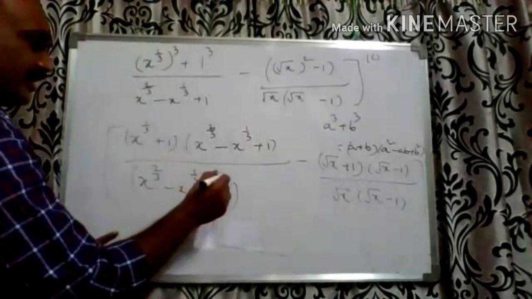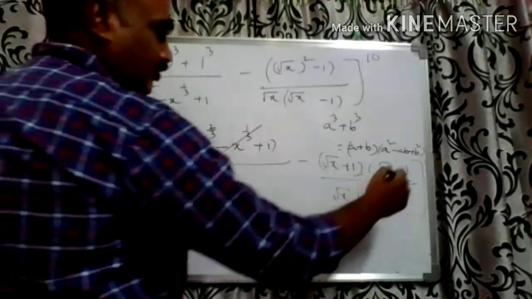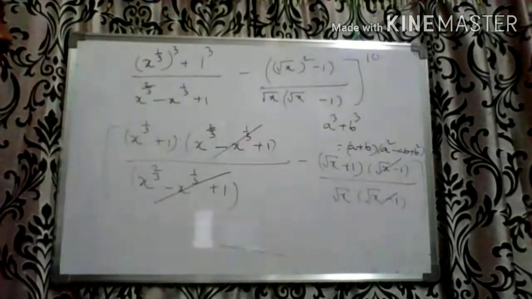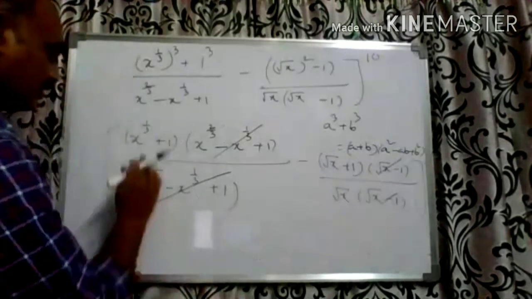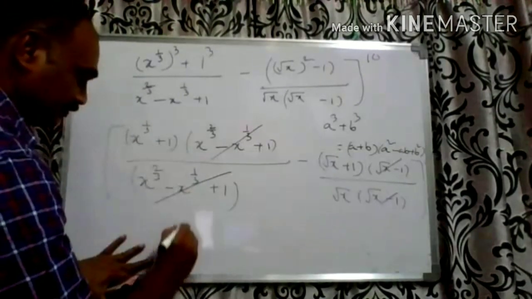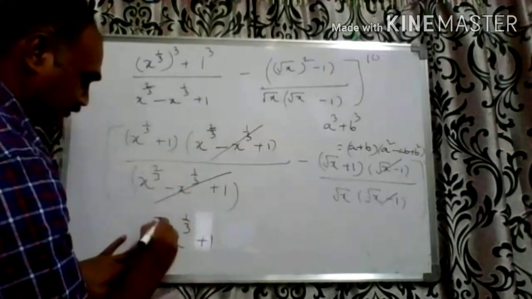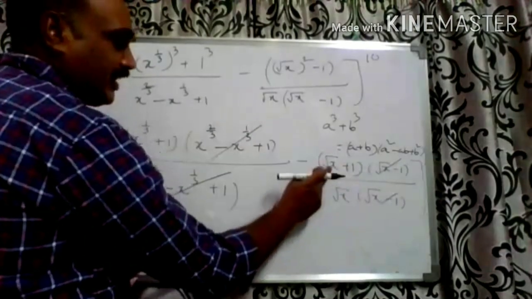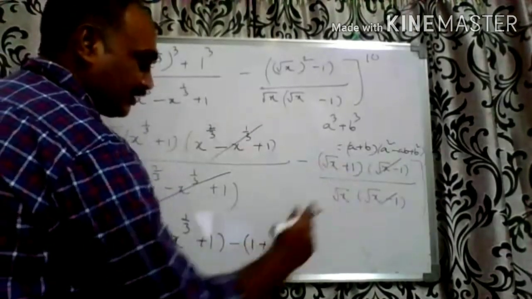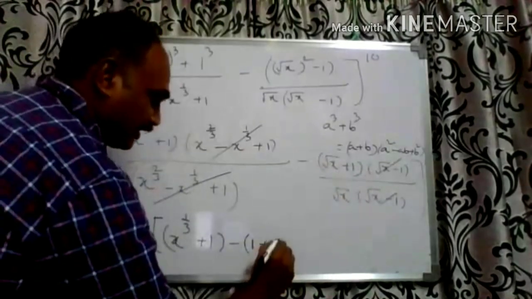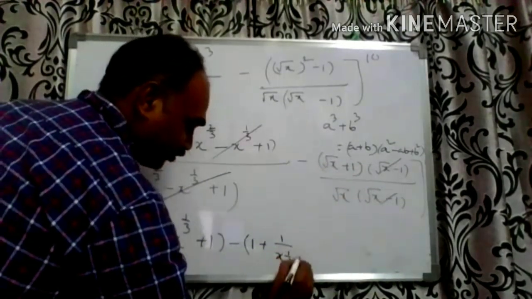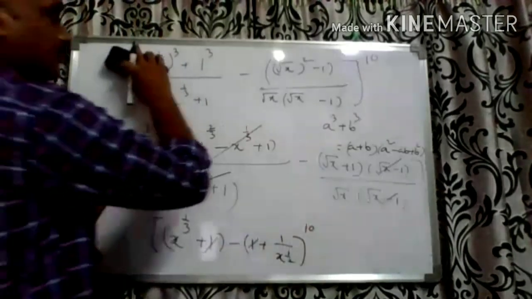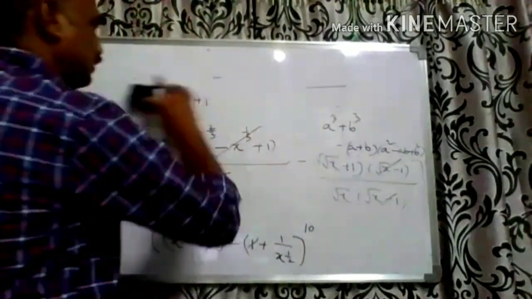So x power 2 by 3 minus x power 1 by 3 plus 1 gets cancelled. Here root x minus 1, root x minus 1 also cancel. Here x power 1 by 3 plus 1 minus of (root x plus 1) by root x. Root x by root x is equal to 1, plus 1 by root x, which is 1 by x power 1 by 2. So plus 1 minus 1 gets cancelled, whole power 10.